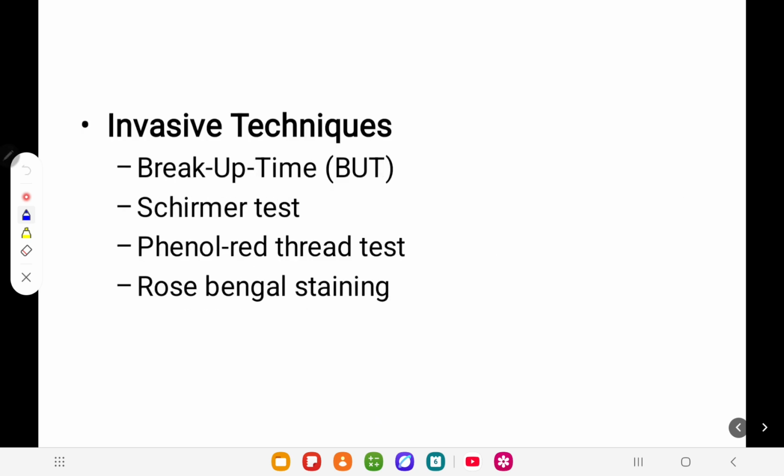So, what do we generally think about invasive techniques? We think about tear breakup time, basically invasive tear breakup time. We put fluorescein and then we measure tear breakup time. Then Schirmer's test, Schirmer's one or Schirmer's two, no matter what, the phenol red thread test and Rose Bengal staining.